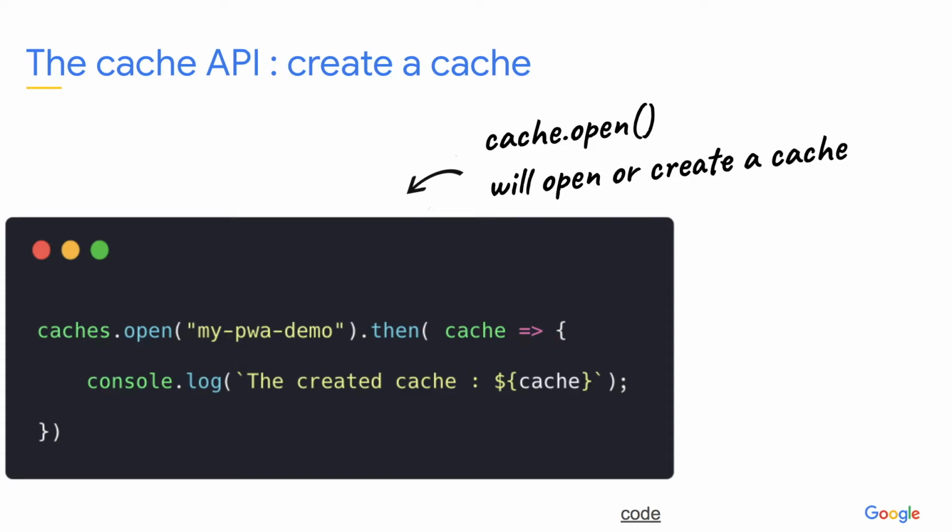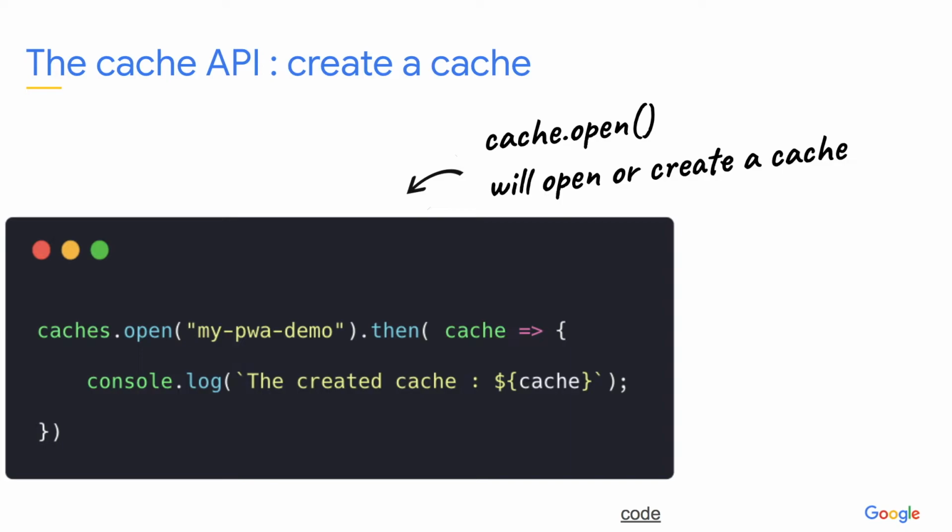We can create a cache. With this simple code, caches.open, and as an argument you can put the name of a cache, for example my PWA demo, and this is a promise, and this would create the cache my PWA demo.